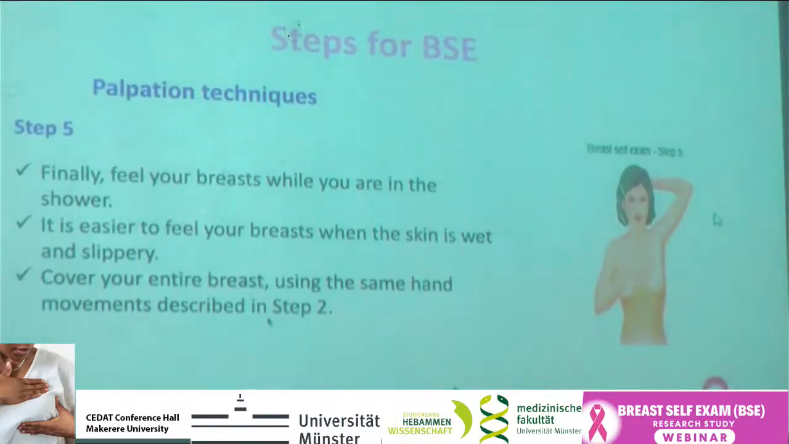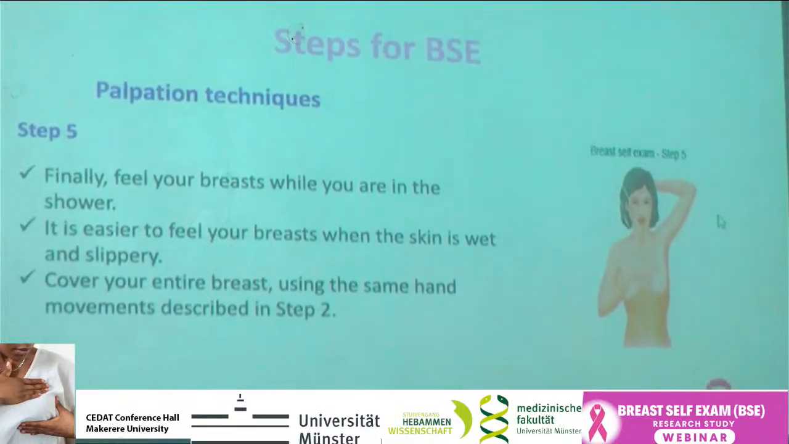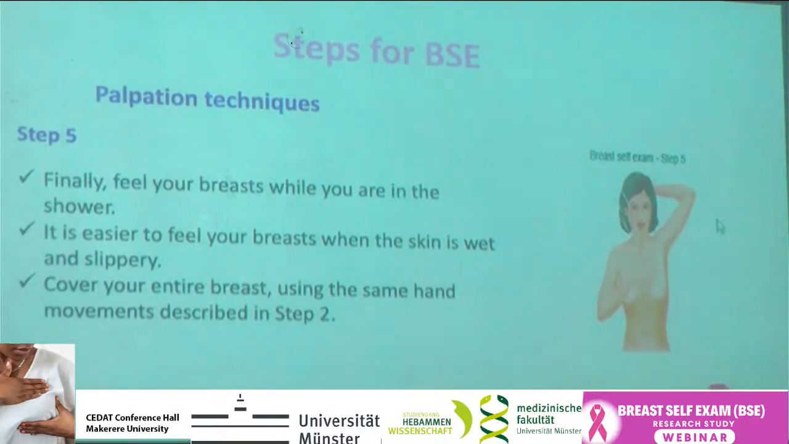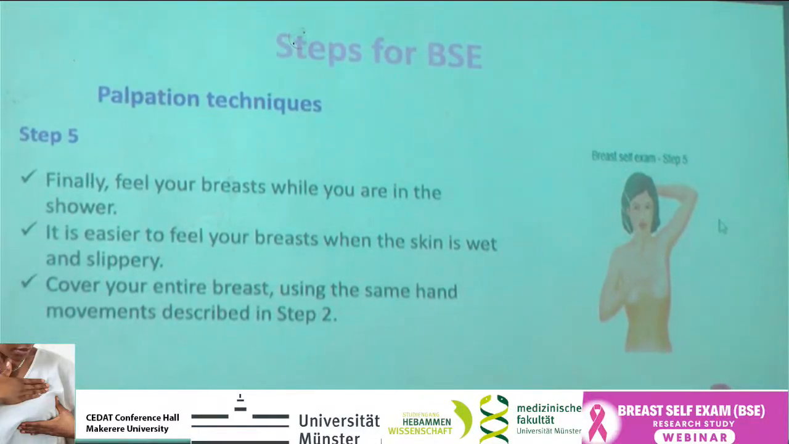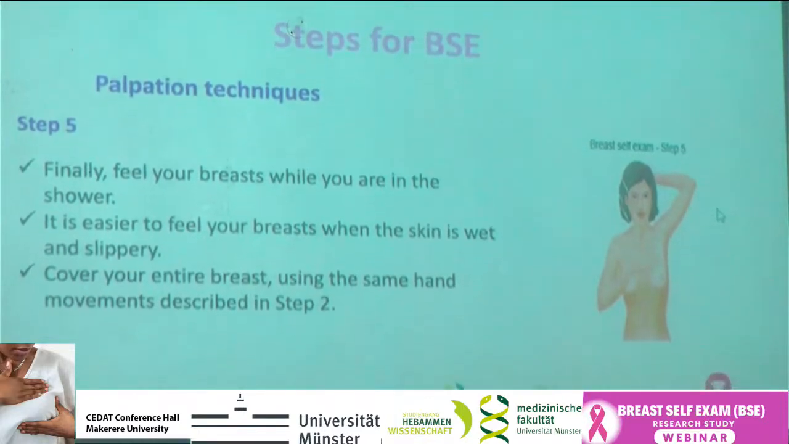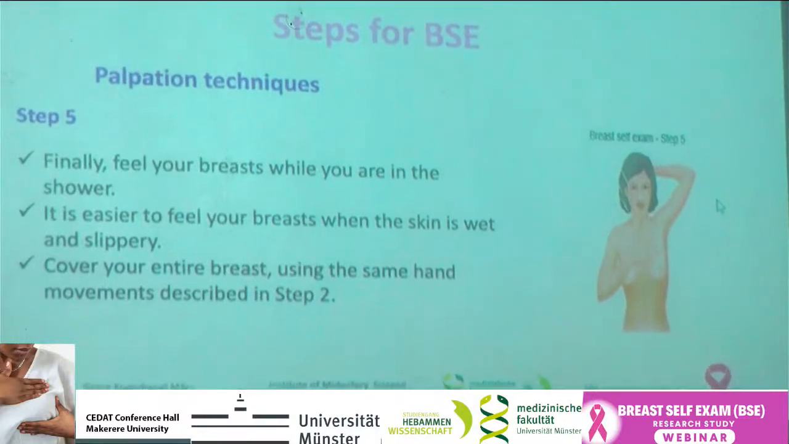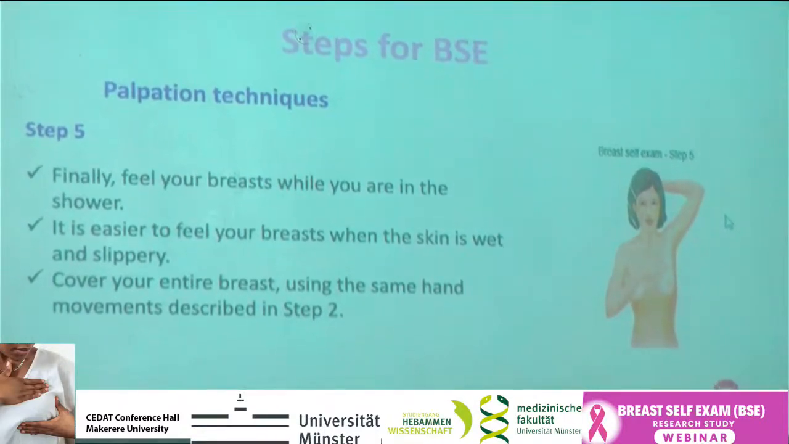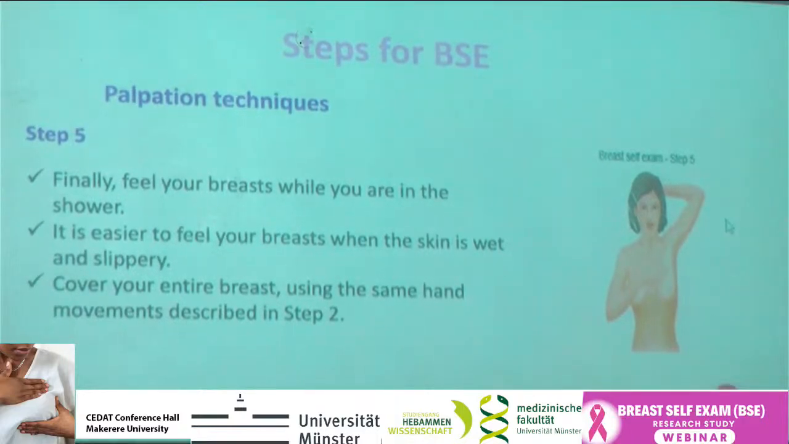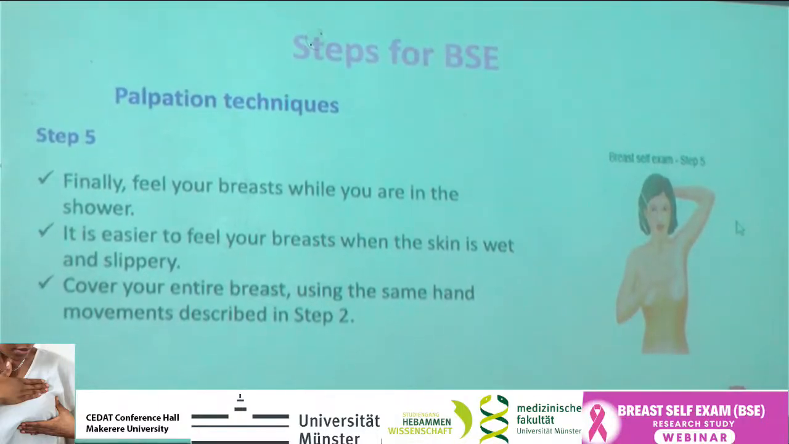Step number 5, you have finally reached this step. You've done everything, now you're going to take a shower. It is recommended that you start the breast self-examination before you go for a shower. Then you end the entire exam in the shower because it is easier to feel your breast and the skin when it is wet and slippery with soap. Cover the entire breast using the same hand movement described in step 2 and step 3.